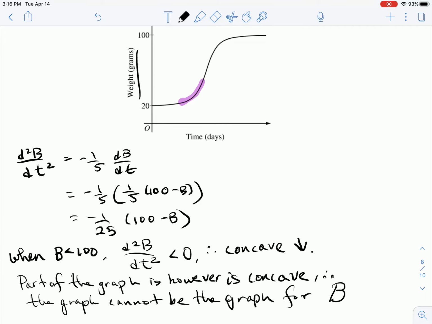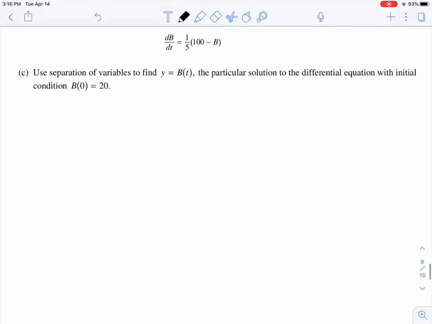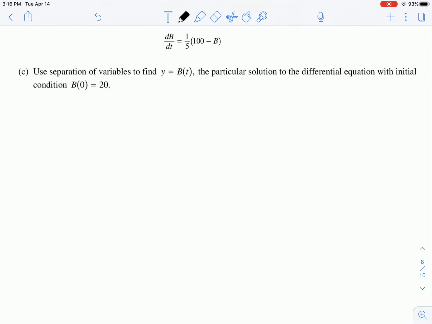All right. Now, our final part here is the part that everyone should have seen coming. Given this differential equation, we're going to use separation of variables to find our actual equation. So remember, that's typically what we do with differential equations. We're saying, all right, can we find the solution to this differential equation, which means can we find the equation whose derivative in this case would be dB/dt? And they are giving us an initial condition of B(0) = 20, which means we're actually going to need to solve for a constant that we're going to get using integration.